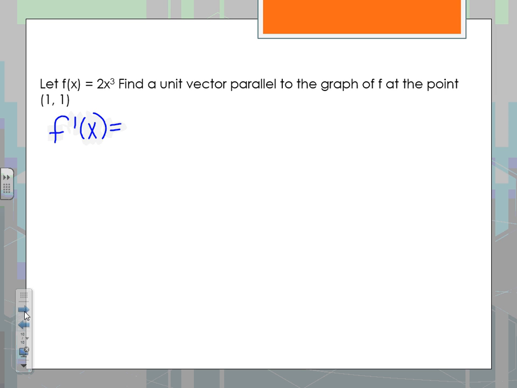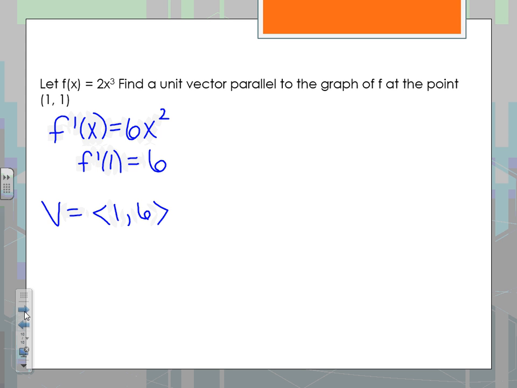Okay, so first of all, we need that derivative evaluated at 1, which is 6. So that is our slope. So what would be a vector parallel? 1, 6. Thank you. Our vector could be 1, 6. Right. Rise over run.